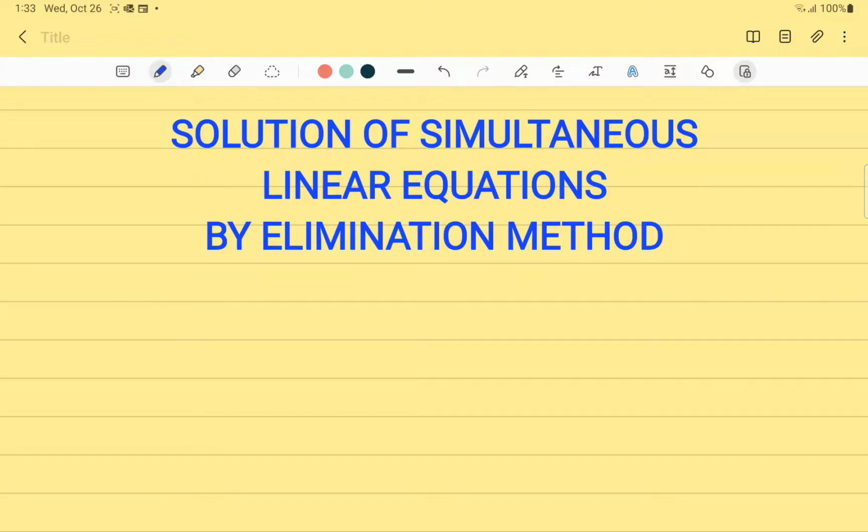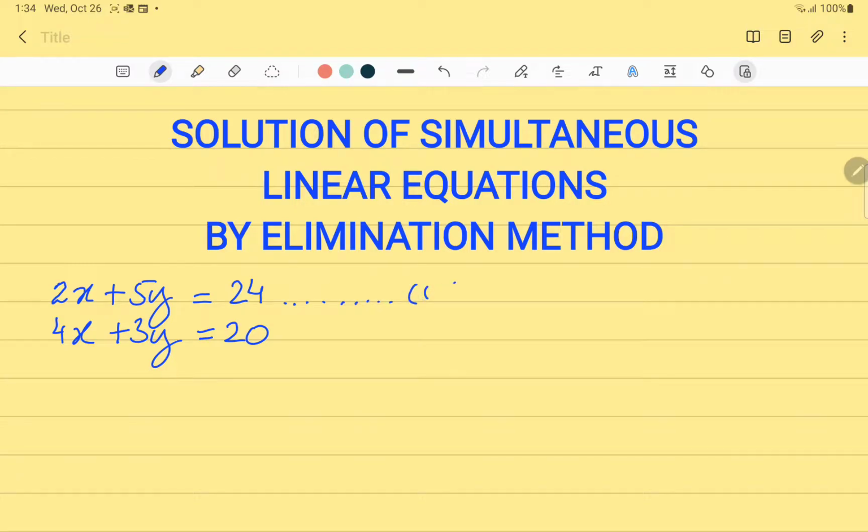Our given equations in this question are 2x plus 5y is equal to 24 and 4x plus 3y is equal to 20. So let us call the first one as number 1 and the second one is number 2.